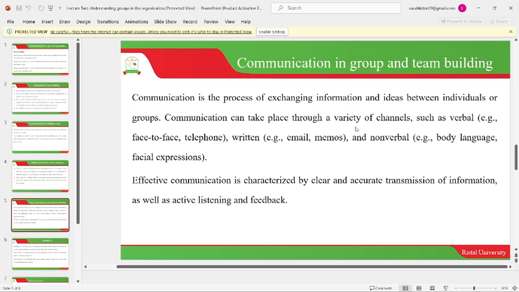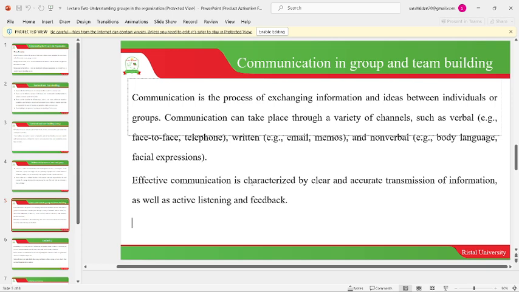Communication is essential for an organization as it facilitates coordination, cooperation, learning, and innovation. Communication can be verbal, for example face-to-face or telephone; written, for example email or memos; and non-verbal, which is body language and visual expressions. Effective communication is characterized by clear and accurate transmission of information as well as active listening and feedback.